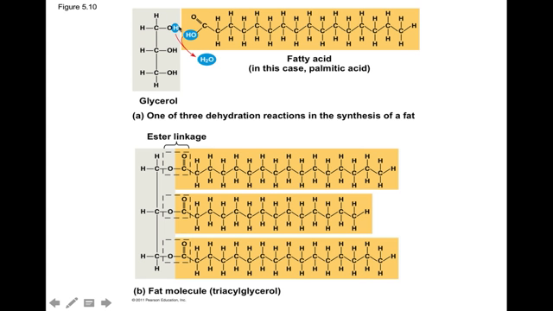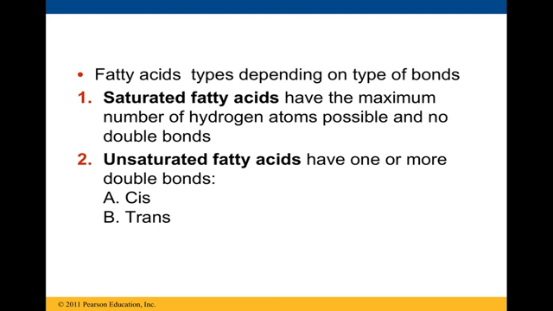Okay, when the fatty acid is attached to glycerol by dehydration, they form a fat molecule like this. One, two, or three fatty acids can be attached to glycerol. When three fatty acids are attached to a glycerol, then it becomes triacyl glycerol or triglyceride. So remember, one fat molecule, that is triglyceride, contains one glycerol plus three fatty acid chains. And these are not monomers.